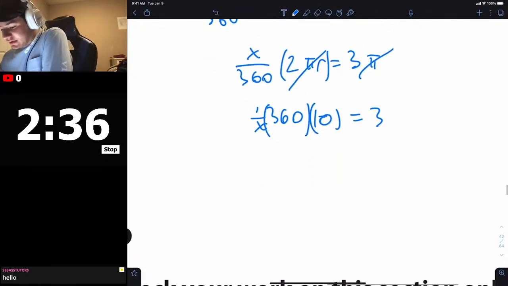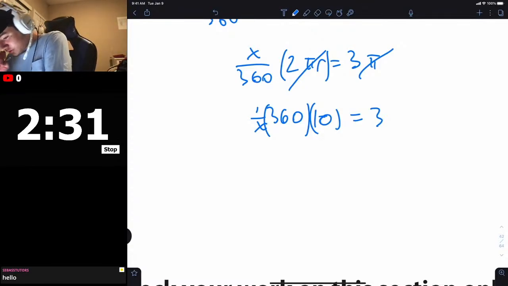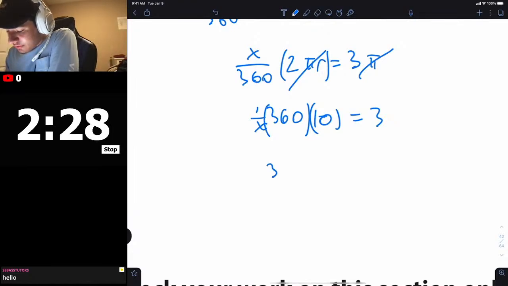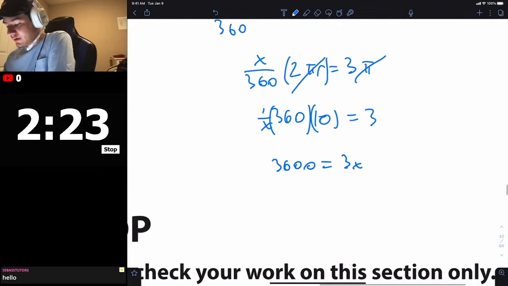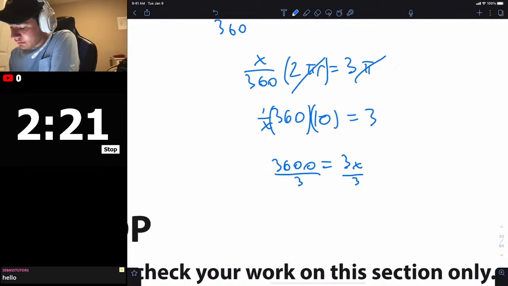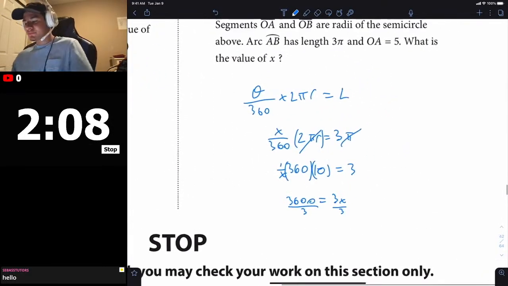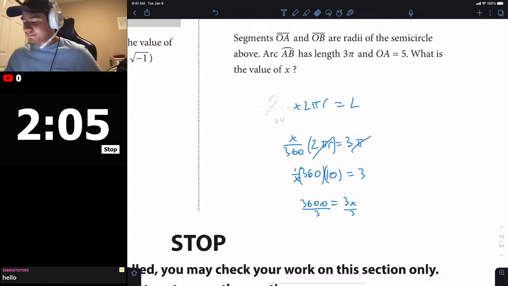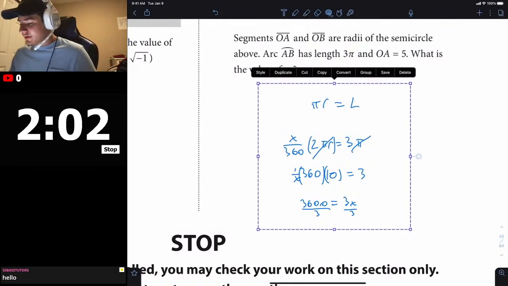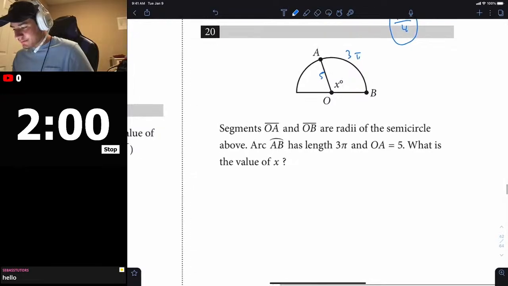So times 10 is equal to 3. And then I can go ahead and say, okay, well... I can multiply by x on both sides, so this is equal to 3x, and then I can divide by 3, and I get 1200. Ooh, that doesn't seem right at all. Let me redo that. Man, I'm not on today. Not sure why. Alright, shouldn't be too bad.